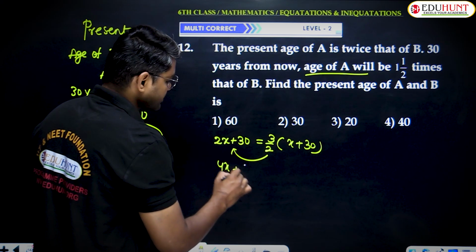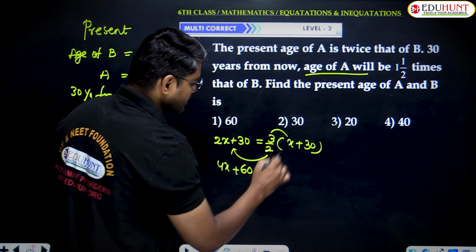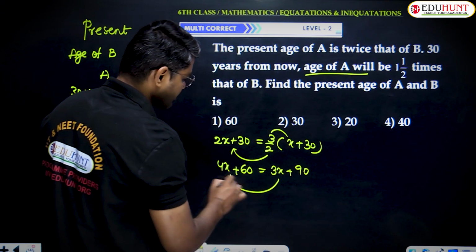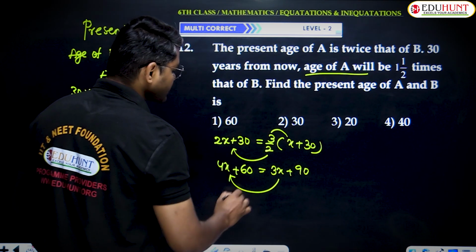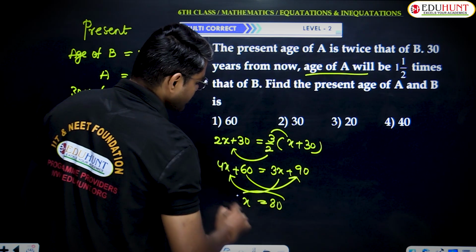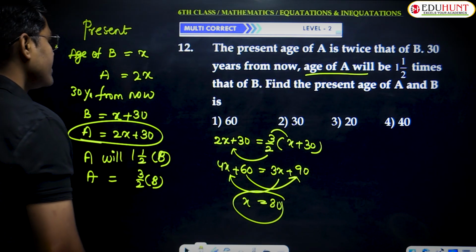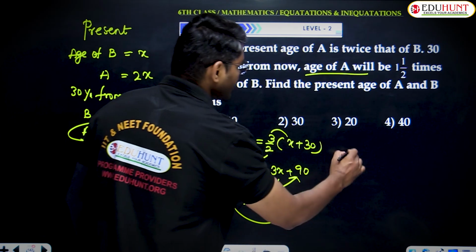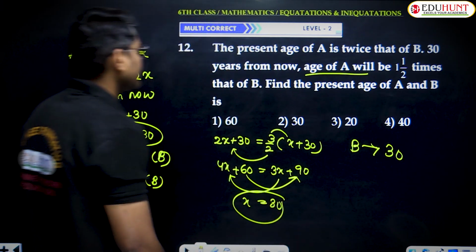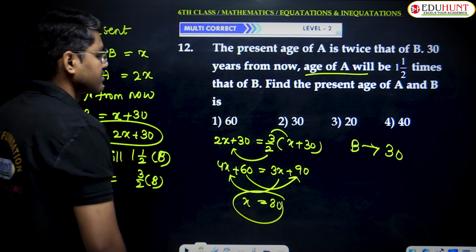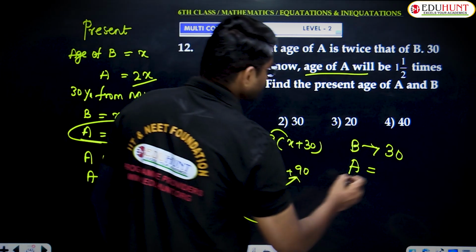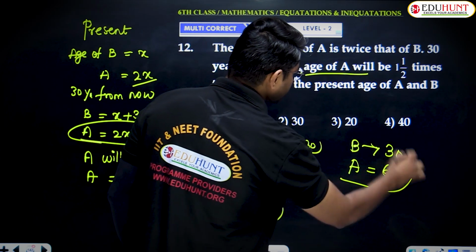4x plus 60 equal to 3x plus 90. This is 4x minus 3x is x, 90 minus 60 is equal to 30. So, present age of B is 30. Find the present age of A and B. B is 30. A is equal to 2 into 30, 60. That's it.